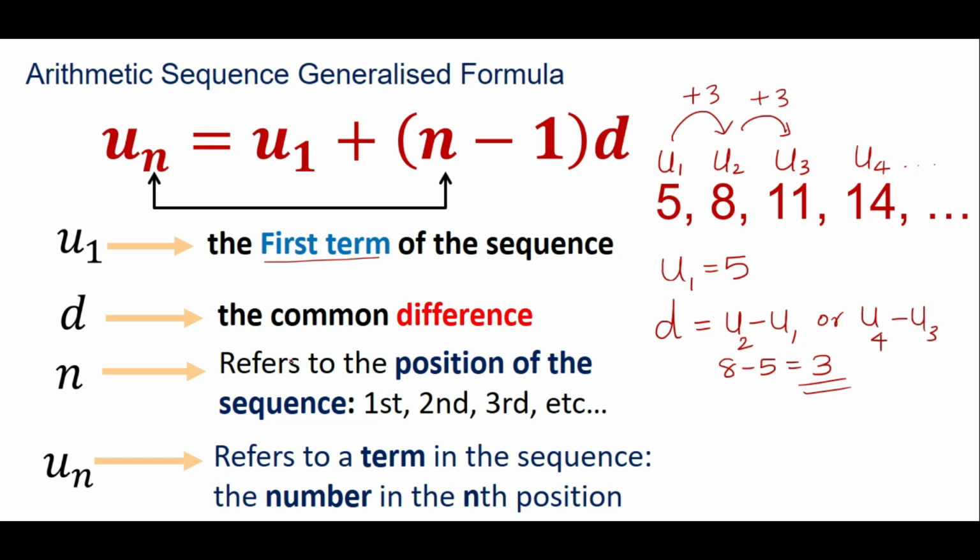Now n refers to the position. If I say u2, it means here my n is 2. I'm talking about the second term here, which is 8. Now un refers to a particular term. For example, if I ask you what is u4, you give me the answer 14. So un stands for the term in that particular position. So u4 here is 14. With that, let me move forward.